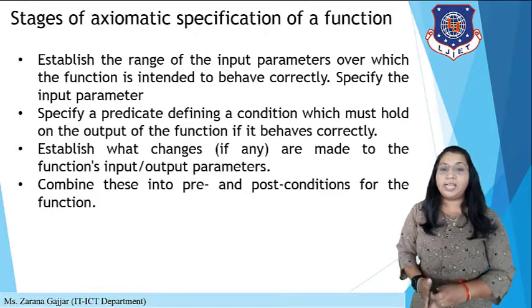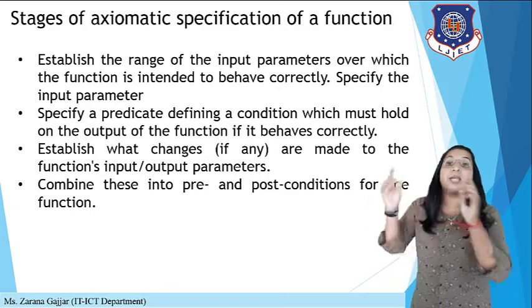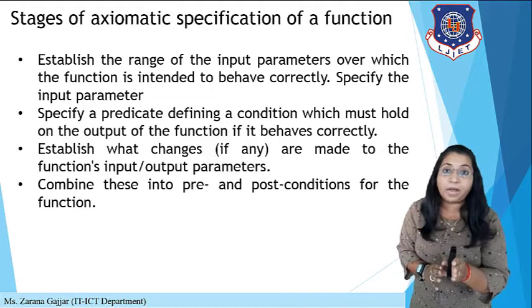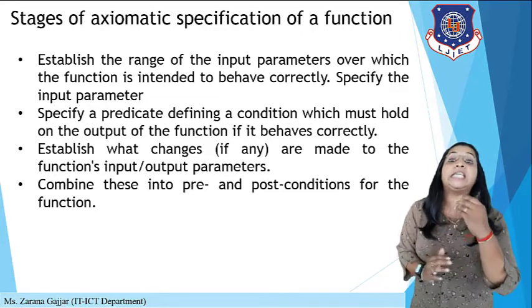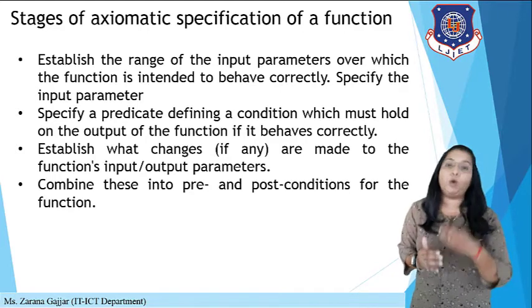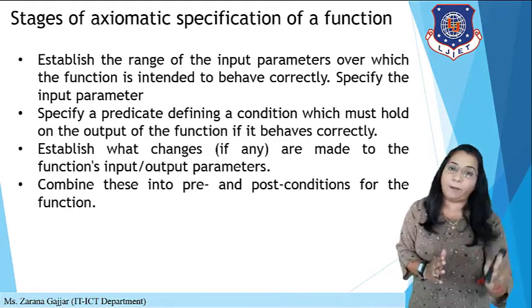Okay, so for declaring any axiomatic specification, you have to first establish the range of input and output. So establish the range of input parameters over which the function is intended to behave correctly. Okay, and it specifies the input parameter. So first step, you have to clearly mention what the input parameters are.